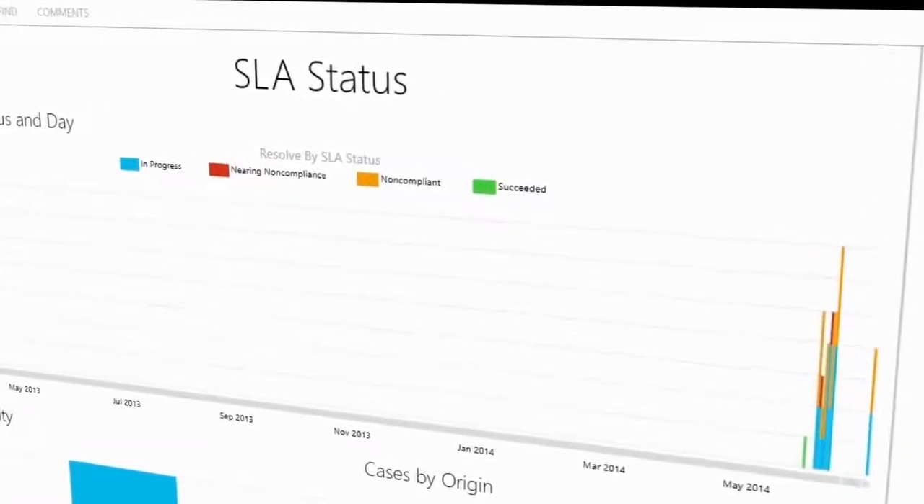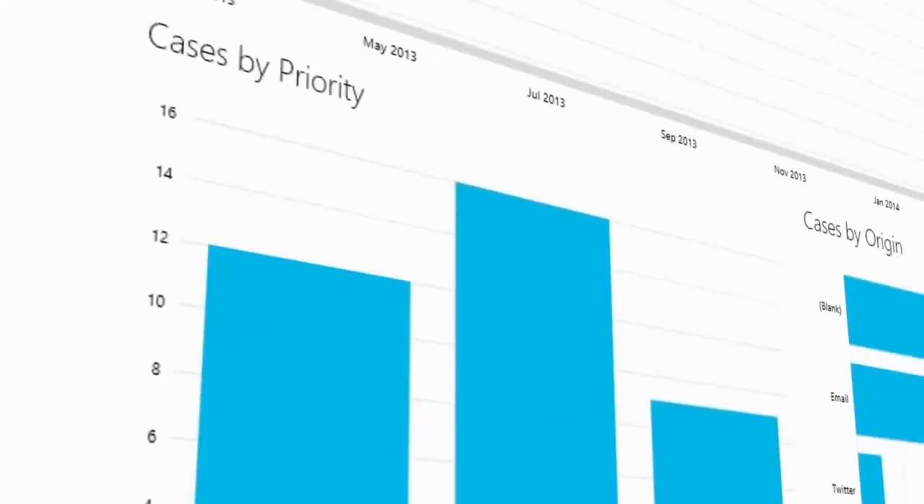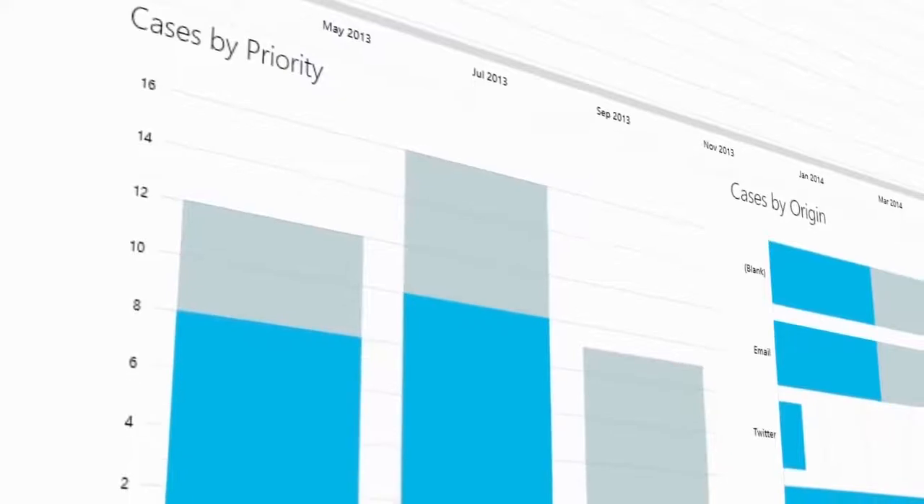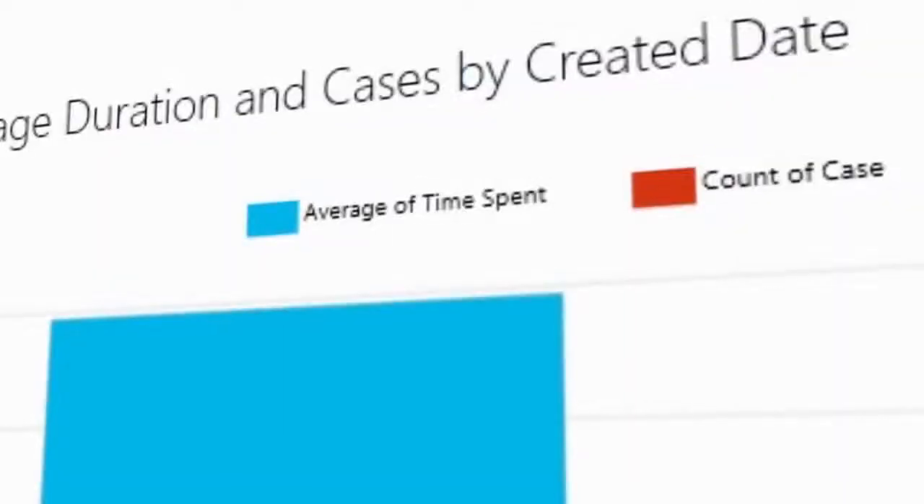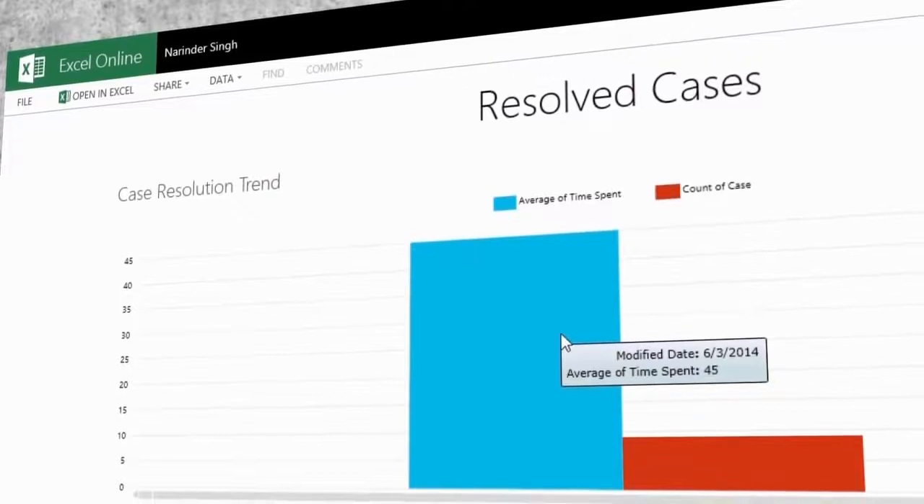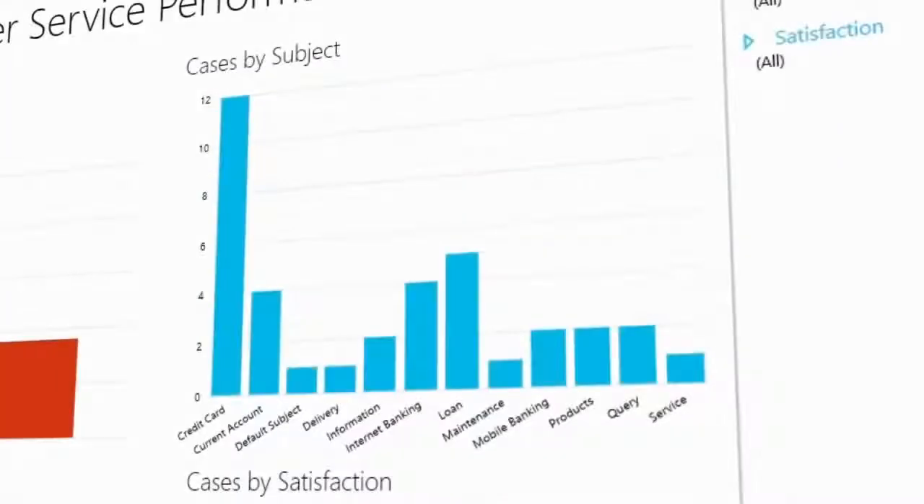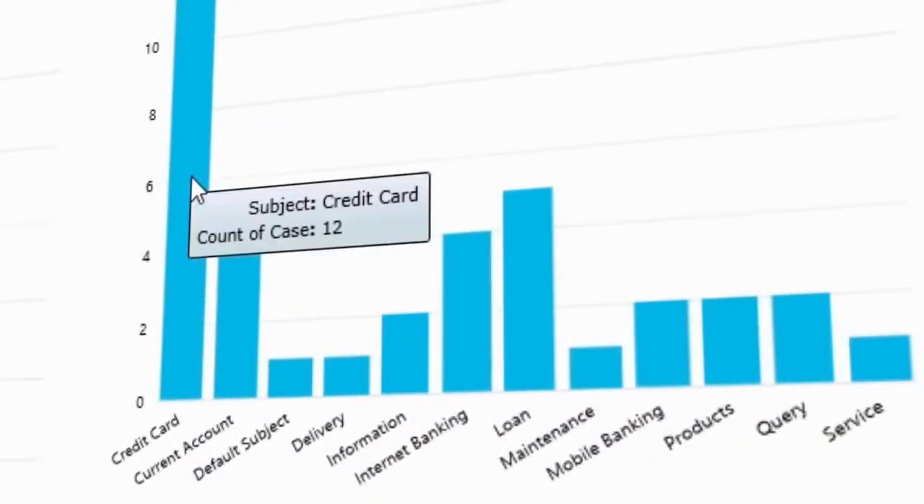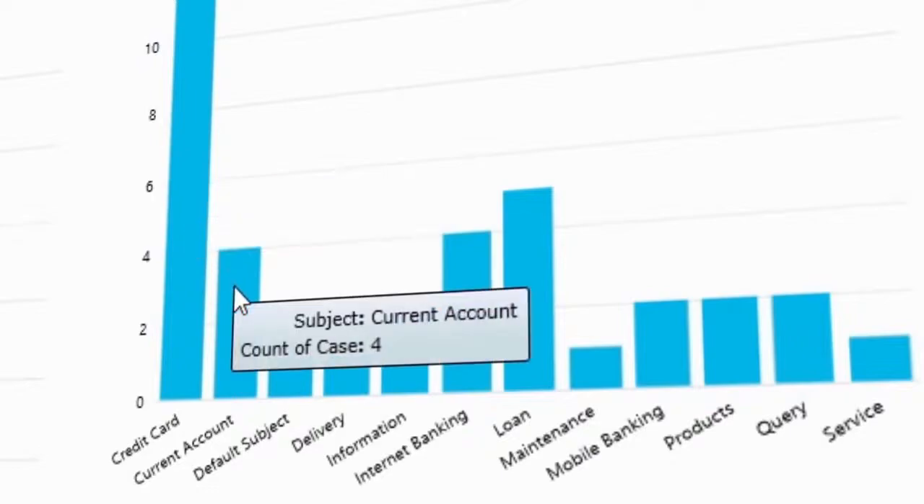With SLA analysis, you can answer questions like, what is the SLA status of my open cases? What is the distribution by priority of these cases? With service performance analysis, you can analyze performance on resolved cases. What is the average time to resolve a case? What is the average daily resolution rate? And what is the distribution of cases across various subject areas?